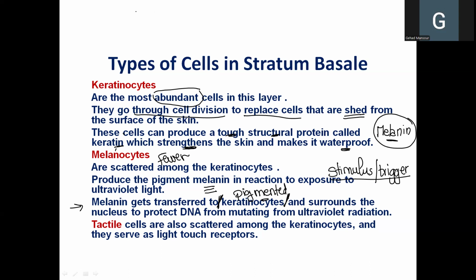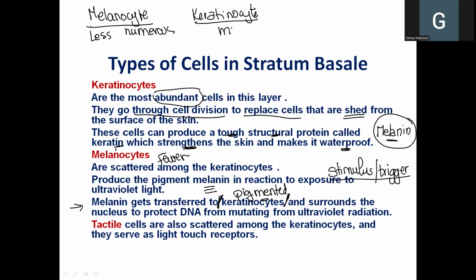So if we want to summarize this, inside this germinal layer, we have the melanocyte and the keratinocyte. The melanocytes are less numerous than the keratinocytes. The keratinocytes are not only more numerous, but they are the most numerous. The melanocytes are pigmented.